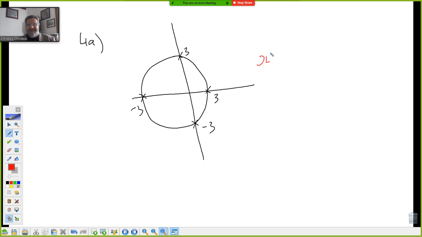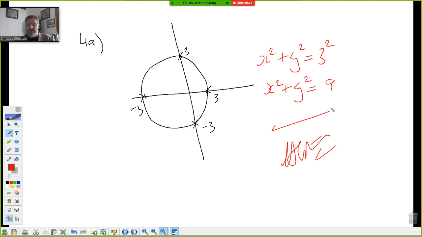X squared plus y squared, yeah, equals 9. Let's show our working. It's 3 squared, there's the radius squared. Let's get a mark for that. Come on, it's high level. And then we're going to say, hey, that's 9. Boom. And then we sign off, feel all proud of ourselves.